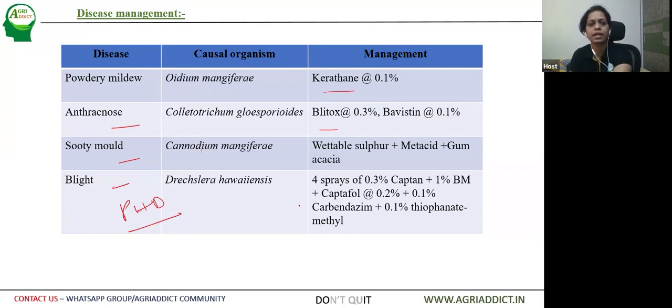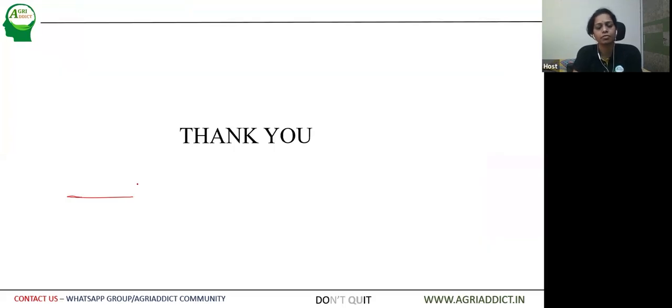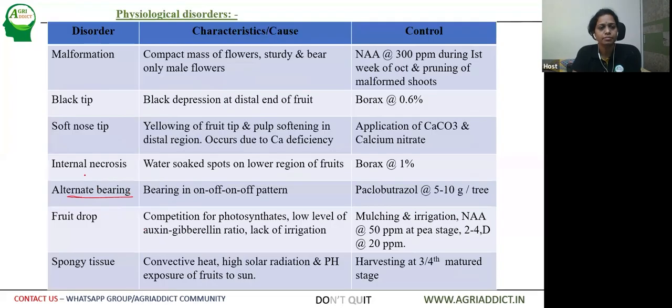After the pest and disease management, it is important to know the different physiological disorders, out of which alternate bearing and fruit drop have been discussed before in detail. Apart from that, we also have some more problems, like mango malformation.